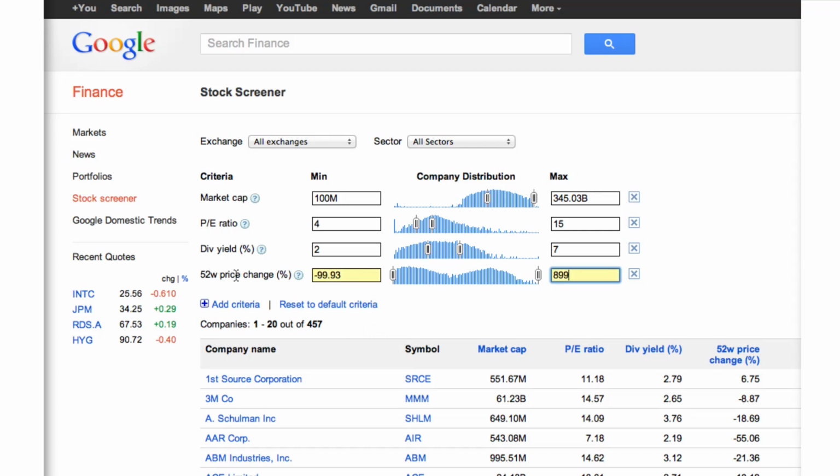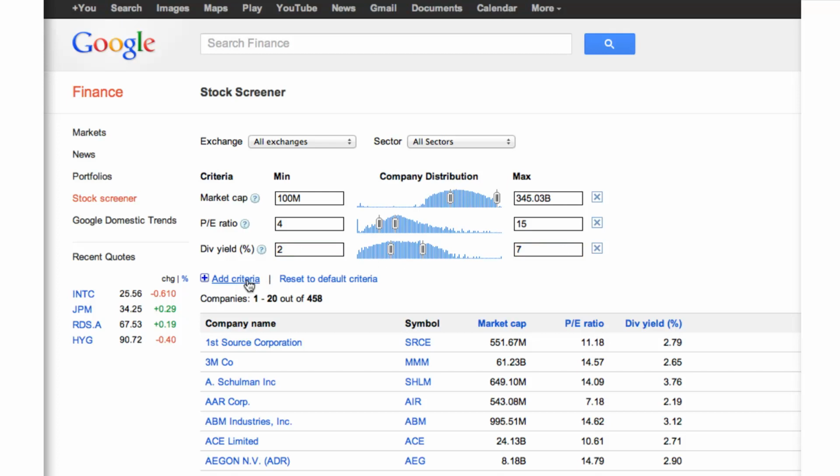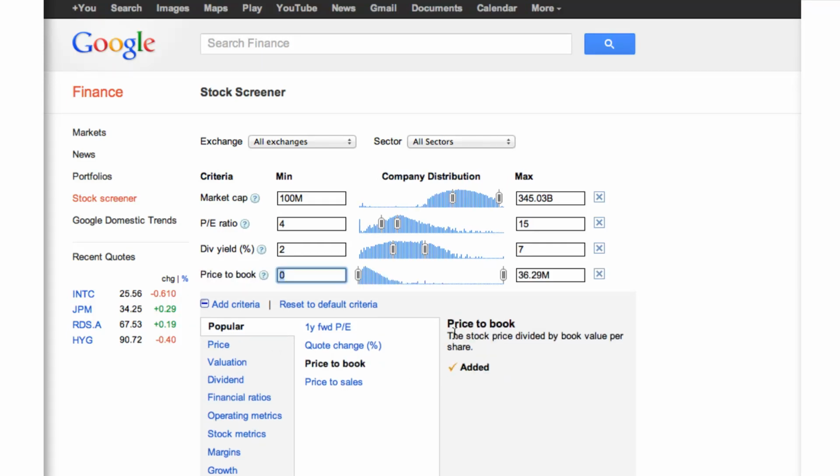Okay, this 52-week price change I really don't care about, so I'm just going to delete that and get it off the board. Now, what I can do is add more criteria. So let me click on this tab here, and you can see they have it broken down into all these different criteria. Here's one that I like, which is the price to book. So I'll go ahead and click on that, and I'm going to add that criteria.